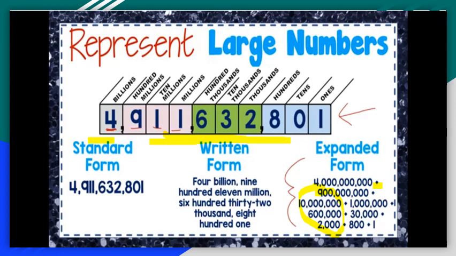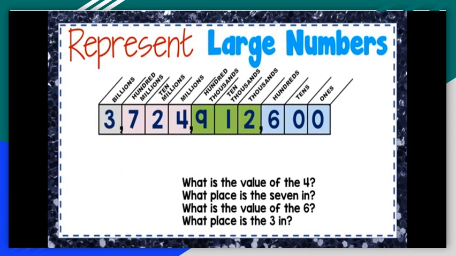Now let's move on to another number, which shows the place and the value of the given digit. I have some questions for the given number in the place value chart. We can read this number as 3,724,912,600.